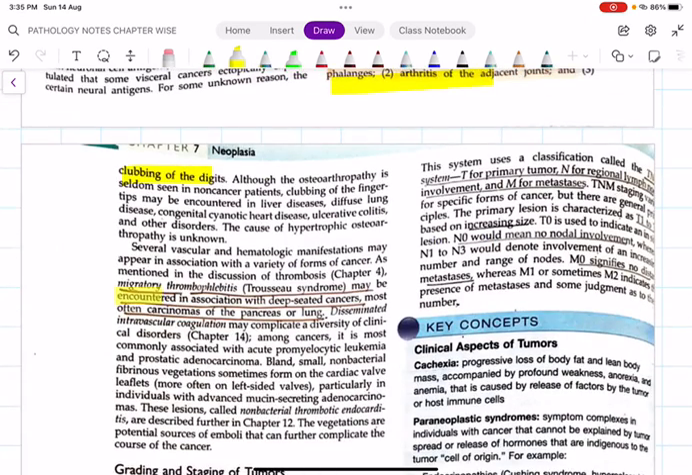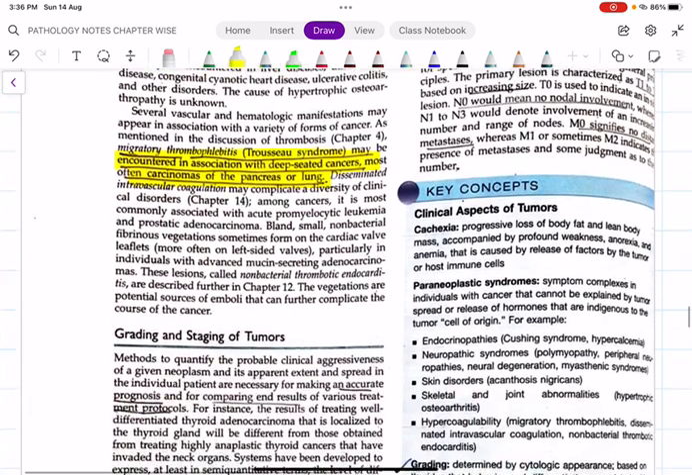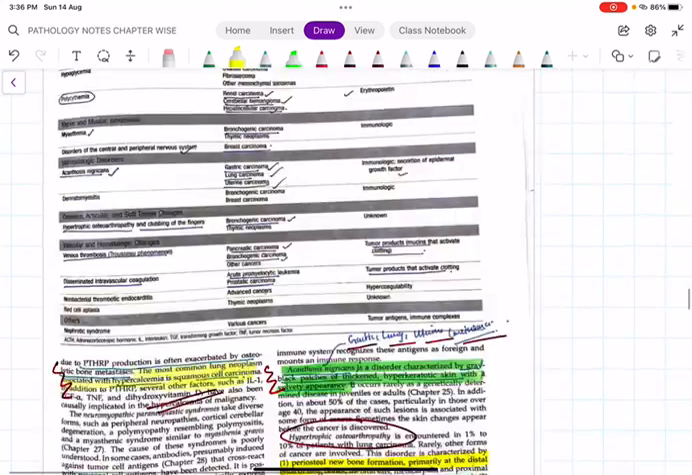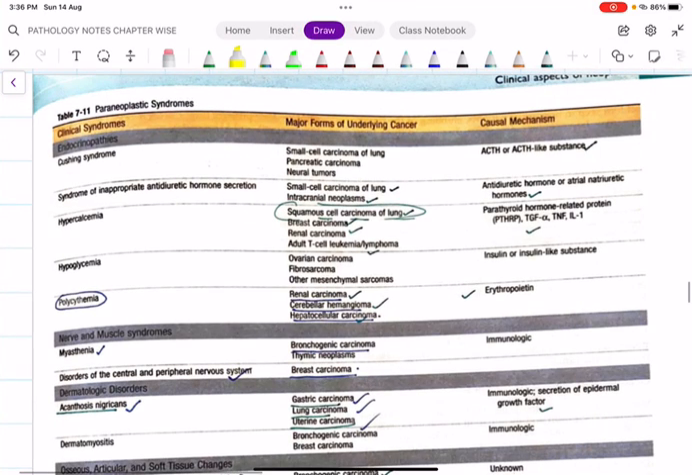Then another most important thing is migratory thrombophlebitis, which is most commonly associated with carcinoma of the pancreas. Then DIC, disseminated intravascular coagulation, most commonly associated with acute promyelocytic leukemia and prostatic adenocarcinoma. All these are straight away direct MCQs. No way you can miss these questions. Fine, let us see this. See, Cushing syndrome.